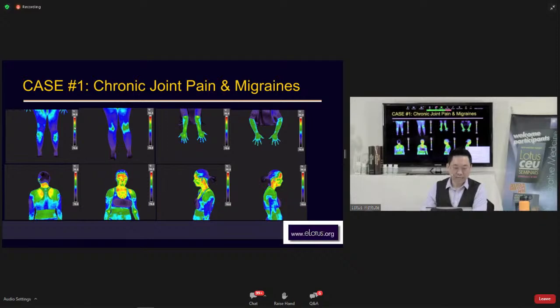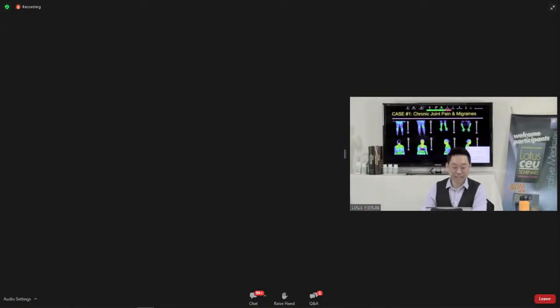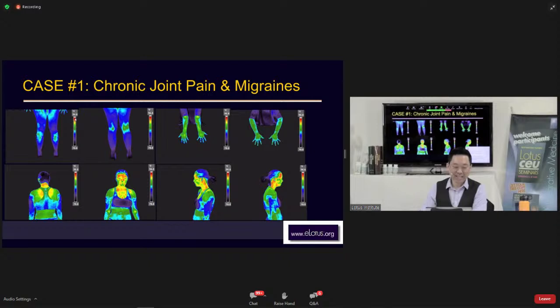So green is normal. Let me establish normal. Green is normal. Red is heat, hot, acute inflammation. Dark blue, purple, black is cold, which is poor circulation or no circulation. All right. So you can see her legs are freezing popsicles. This is the back, her calves and her hamstring, freezing popsicles, right?